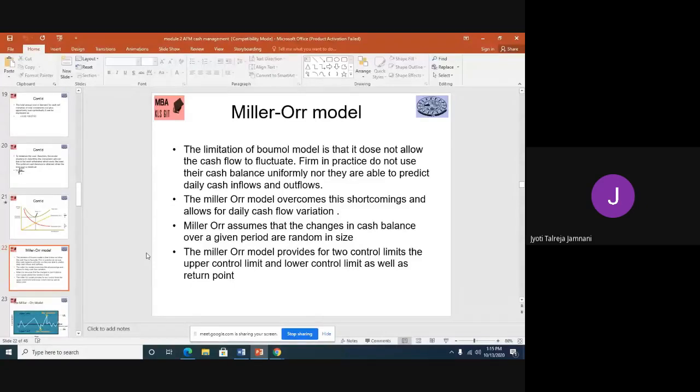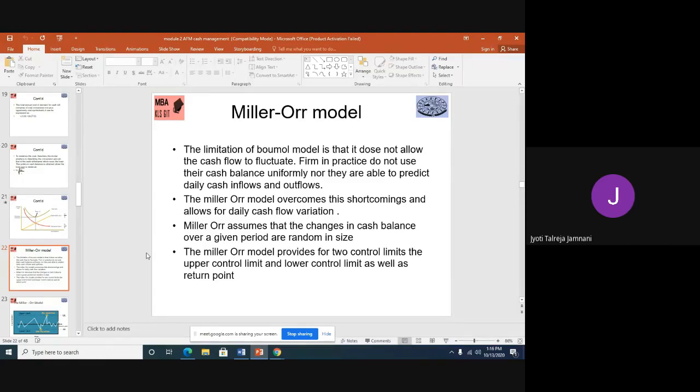Now, what is the Miller-Orr model and how is it different from the Baumol model? The limitation of the Baumol model is that it does not allow the cash flows to fluctuate. Firms in practice do not use their cash balance uniformly, nor are they able to predict daily cash inflows and outflows. First thing is why the Miller-Orr model was required: because the Baumol model had certain shortcomings or assumptions which will not hold true in real life.